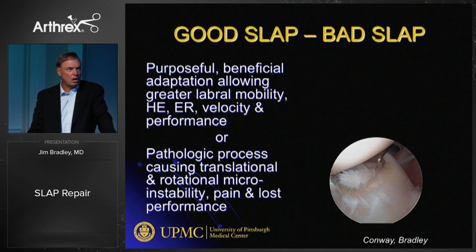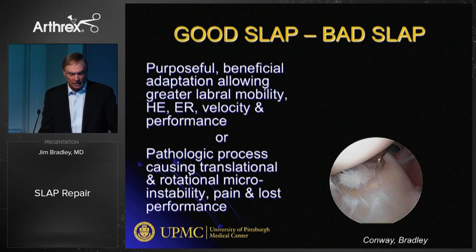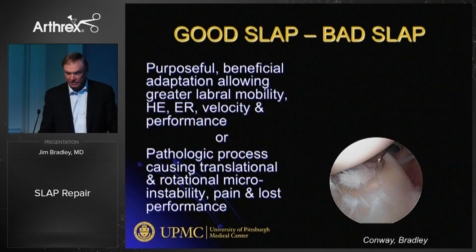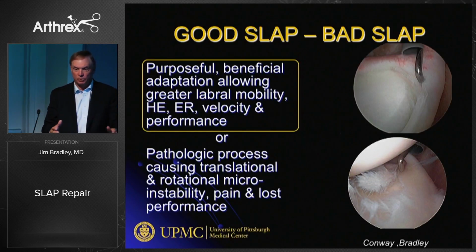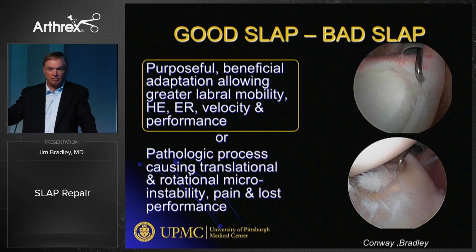So John Conway and I talk about this good SLAP, bad SLAP. It's kind of a joke between us, but there are actually good SLAPs. It's an adaptive process for overhead athletes and swimmers and tennis players. So a good SLAP is something that is purposeful. It's a beneficial adaptation allowing greater labral mobility, humeral elevation, external rotation, velocity, and performance.